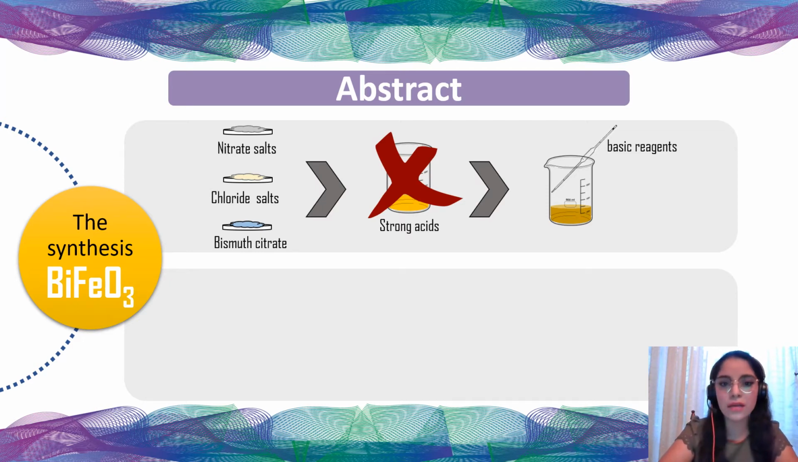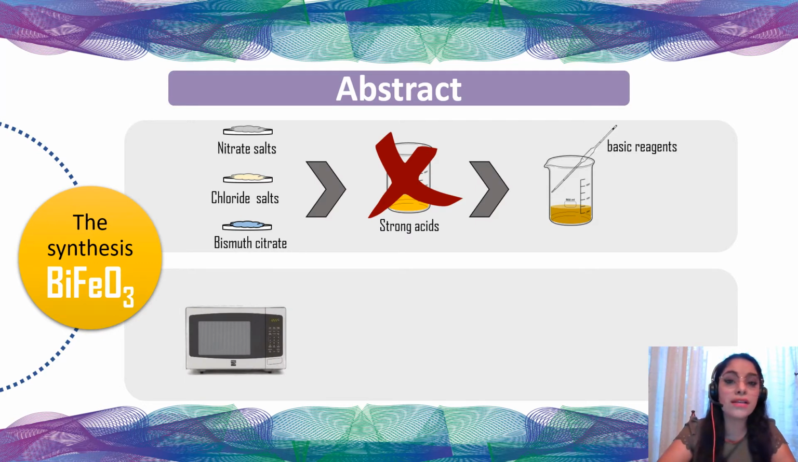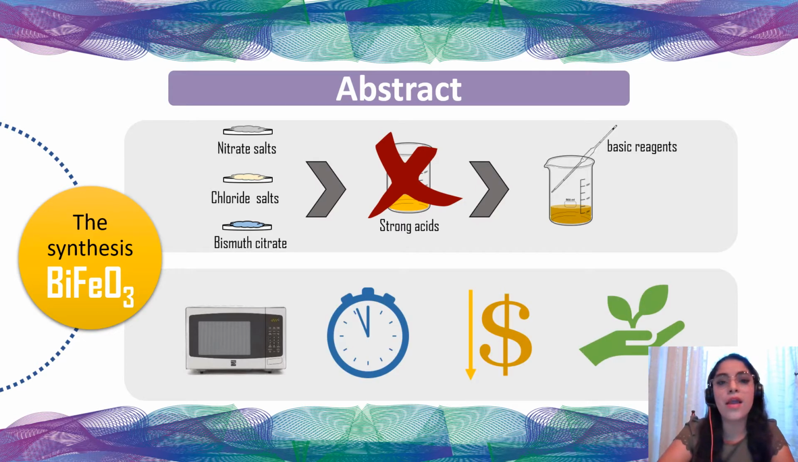In this project, the synthesis of bismuth ferrite nanoparticles was carried out starting from bismuth citrate as the bismuth precursor. Moreover, the synthesis was performed by a microwave-assisted method. Microwave irradiation has been shown to be a time-saving, greener and low-cost technology.